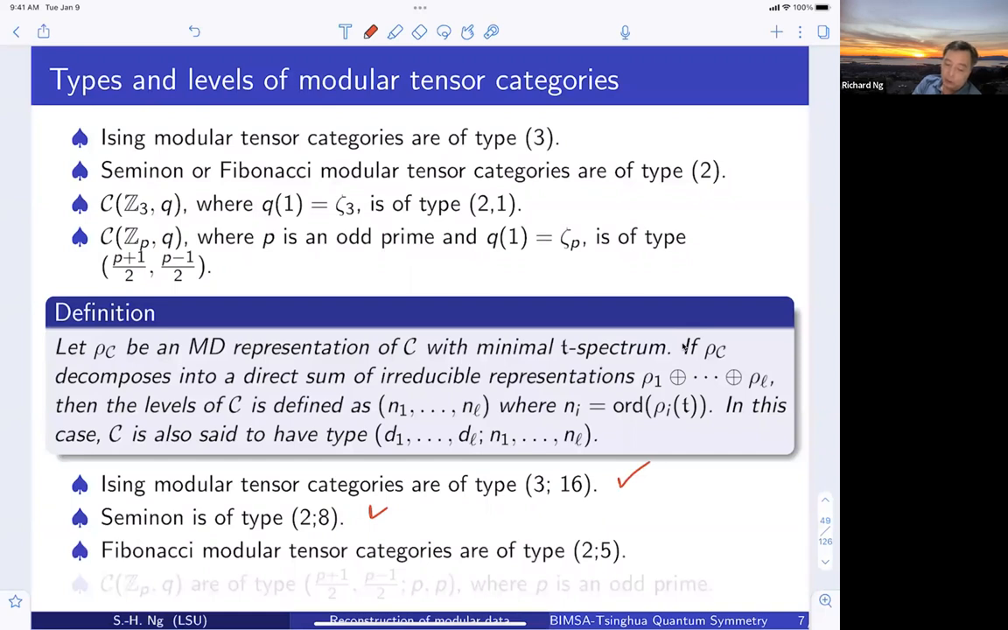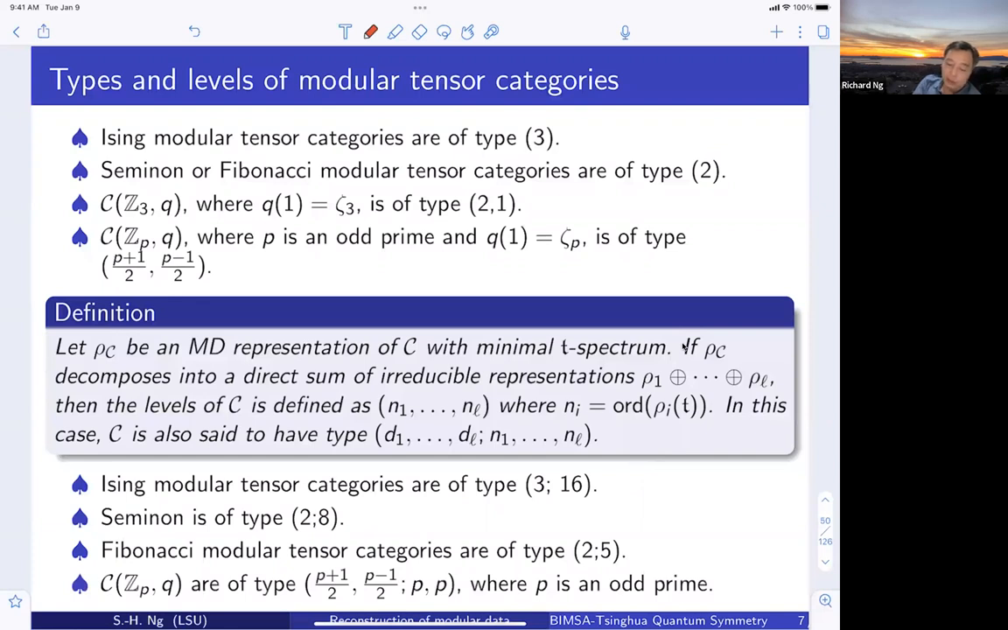For the Fibonacci modular tensor category, the type is 2, the dimension 2, but the level is 5. And in fact, if you have a modular tensor category of type 2, 5, it is bound to be a Galois conjugate of the Fibonacci modular tensor category. That means you take the Fibonacci, you apply the Galois conjugate, you still get the type 2, 5. Usually they define the whole class by the Galois conjugate and also the replacement of the spherical structure.